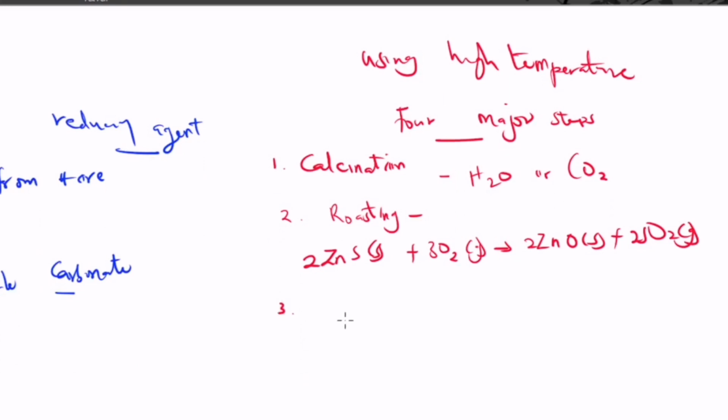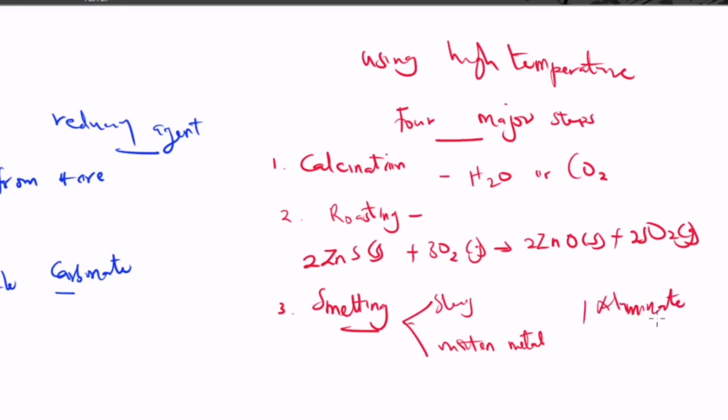Let's move on to the third one, which is smelting. Smelting is a melting process which separates the chemical reaction into two products. In this case, we have the slag and the molten metal. Due to its density, the slag is going to float on top, and the molten metal will settle down, and then we can separate one from the other. Slag is a molten silicate in addition to aluminate, phosphate, and other inorganic material. They come together to form the slag.